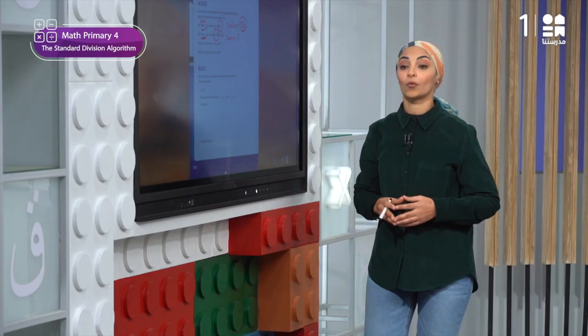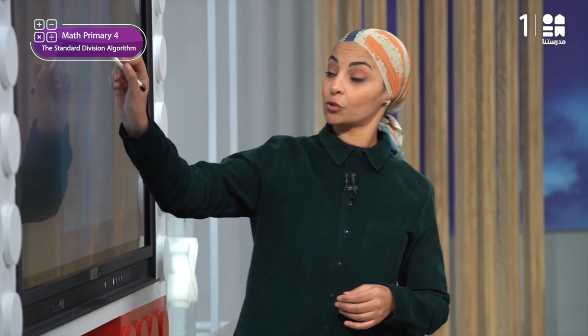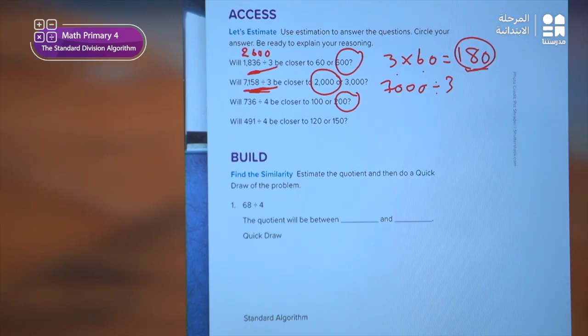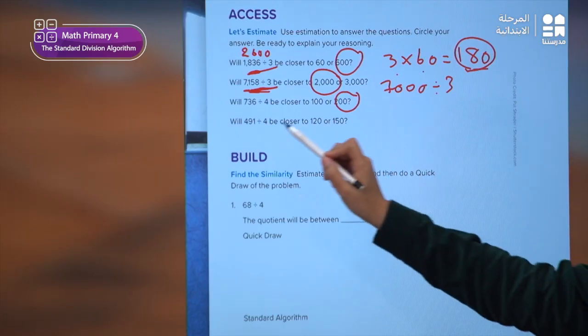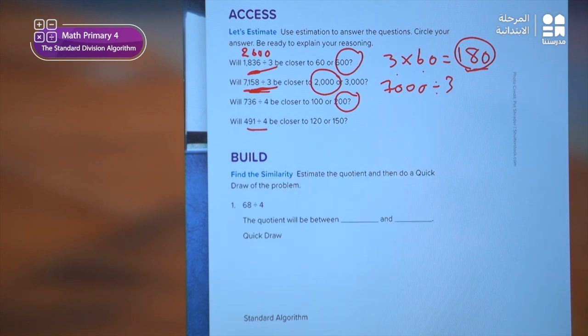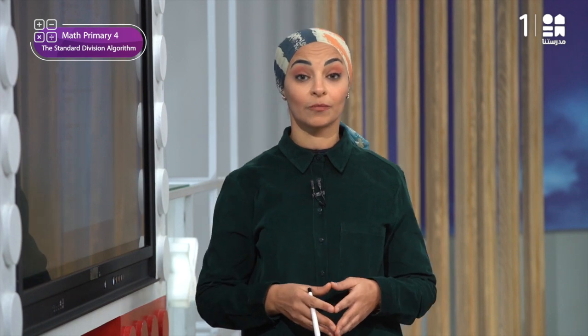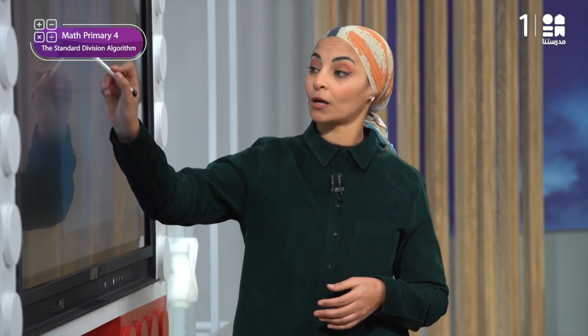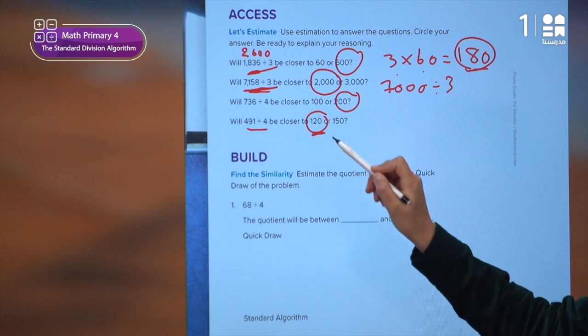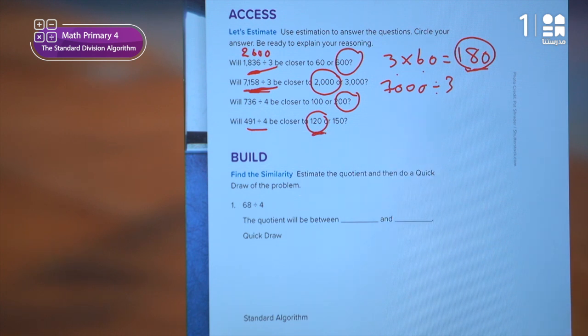Okay. Now, in problem number 3, the closer outcome is what? If you do it, you will find that the closer answer will be 200. Let's move to problem number 4. Problem number 4, he's asking me 491 divided by 4. Is it closer to 120 ولا 150? Of course, the answer will be 120. I want you to try to solve it, and you will see that it is very close to 120.